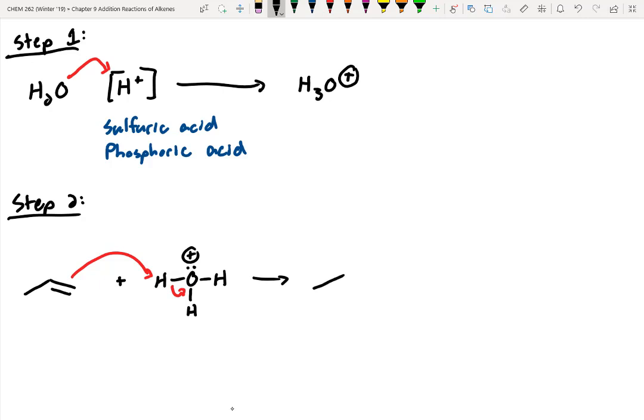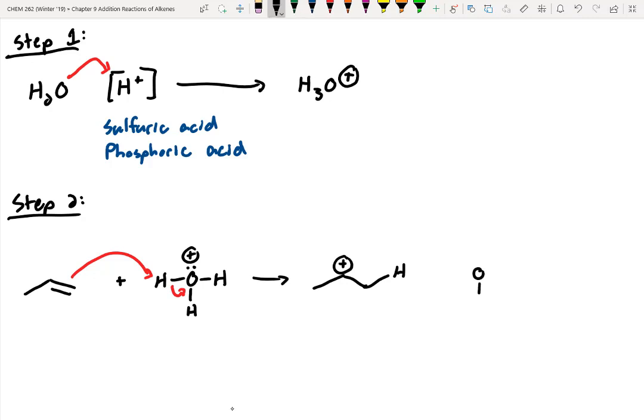Is the proton going to go off of the right-hand carbon and give us the positive charge there? Or is the proton going to go in the center and give us our positive charge on the right-hand side? Which one's more likely, left or right? Left one, right? Because it's a secondary carbocation. So I'm just even going to erase that and show that it doesn't really exist in solution.